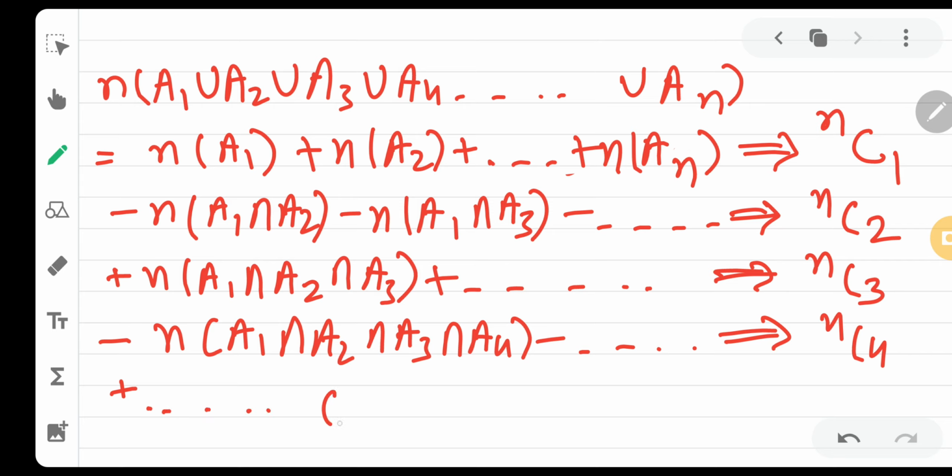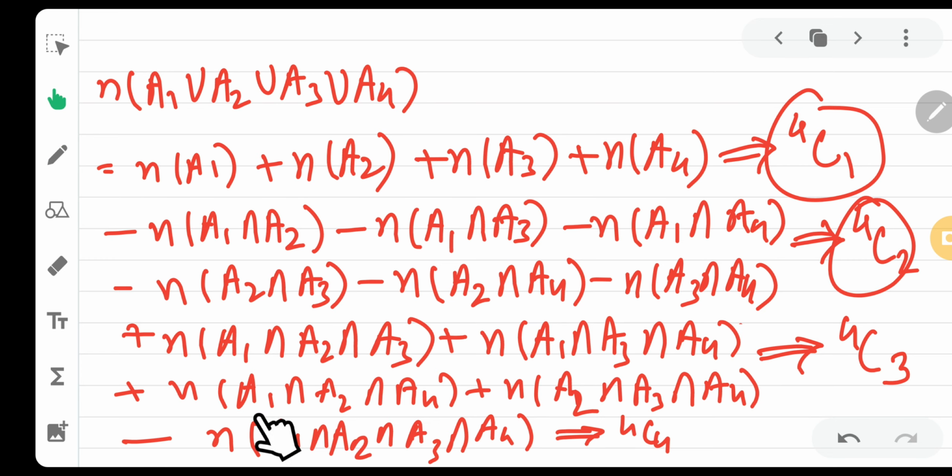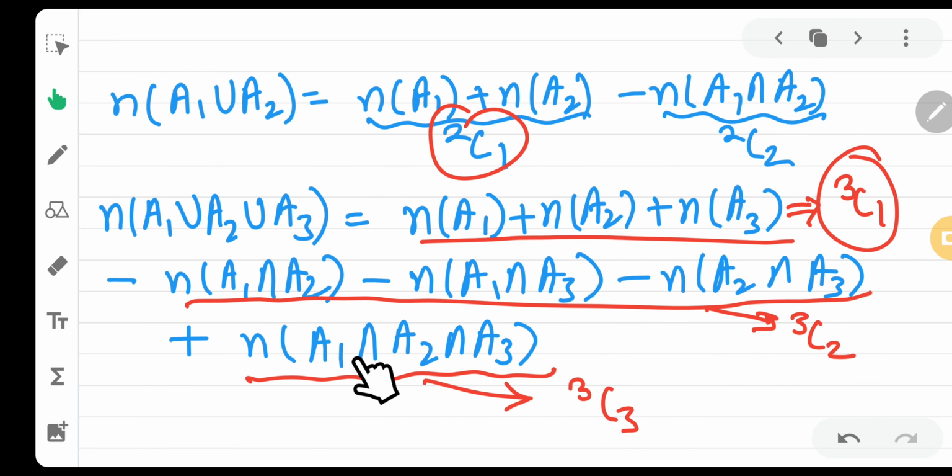And the last term would have a sign of minus 1 raised to n minus 1, right? Because for 2 elements there is minus, for 1 element there is plus, for 3 elements there is plus. So it has to be minus 1 raised to an odd power, so n minus 1 adjusts the sign. So this will be number of A1 intersection A2 intersection A3 intersection A4 and so on intersection AN. Obviously there will be NCN possibilities, and there is only one possibility. As you can see over here, the last element had one possibility. Over here also the last element had one possibility.